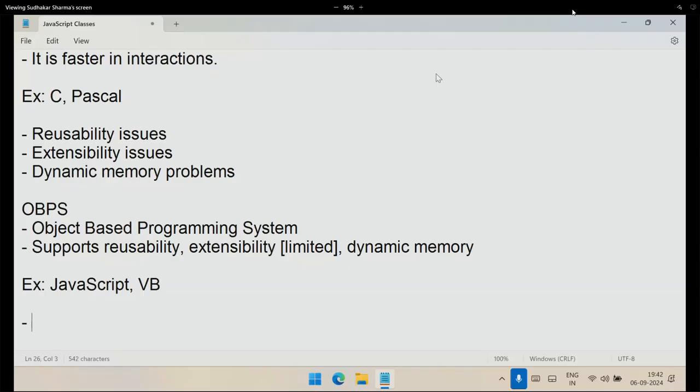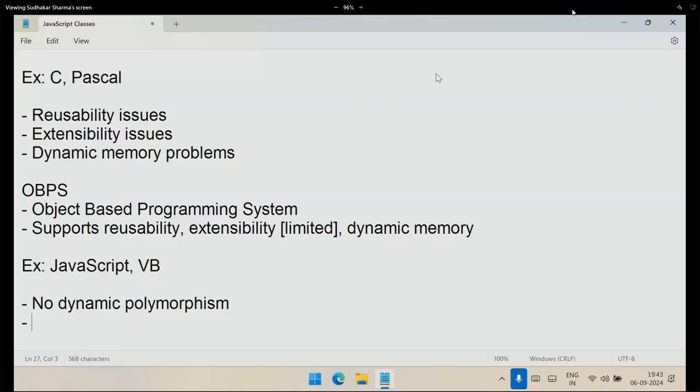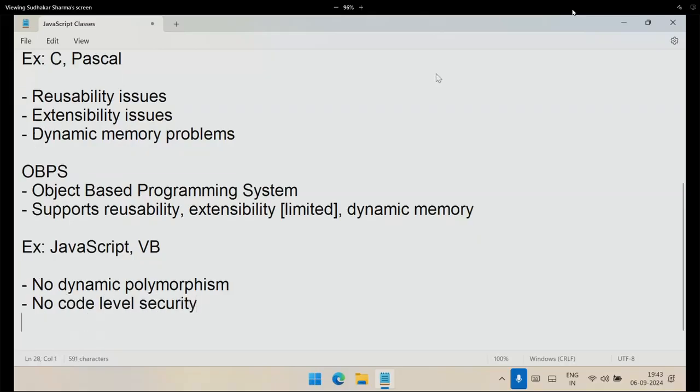What is the main concern is no dynamic polymorphism. They don't have dynamic polymorphism. And no code level security. Code level security will not be there. There are many others which you will learn in OOP, and we will discuss them. So no dynamic polymorphism, no code level security, all these are the concerns of OBPS, object-based programming. So they are a little better than POPS, but they also have certain issues. JavaScript comes under this category. It is an object-based language.